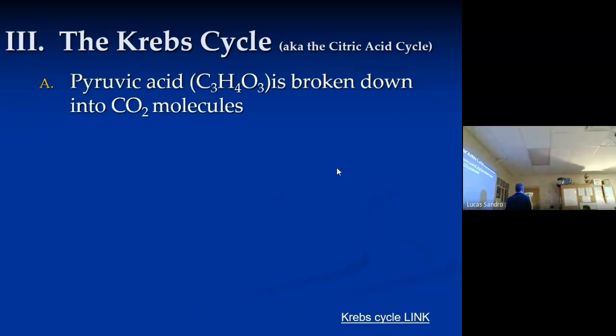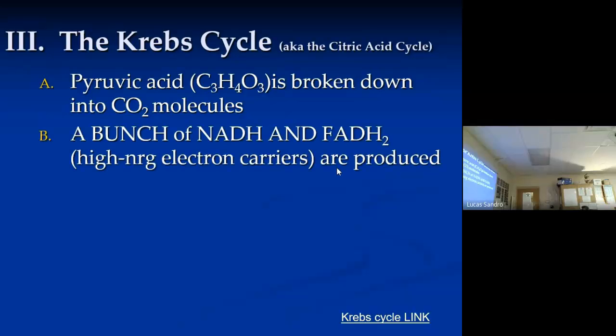In the Krebs cycle, physically what's going on is the pyruvic acid is broken down into CO2s. You get a bunch of NADH and FADH2, which are high energy electron carriers headed for the electron transport chain. You get 2 ATP.